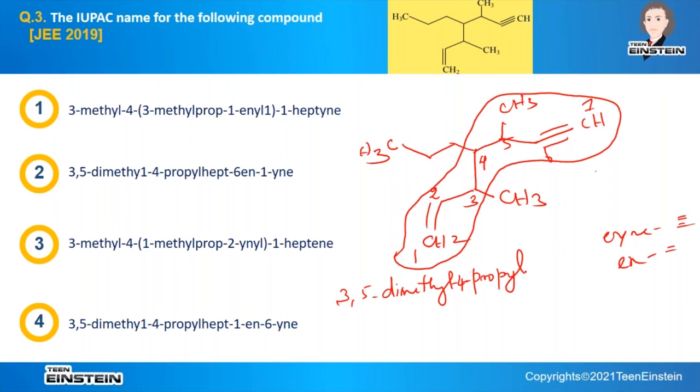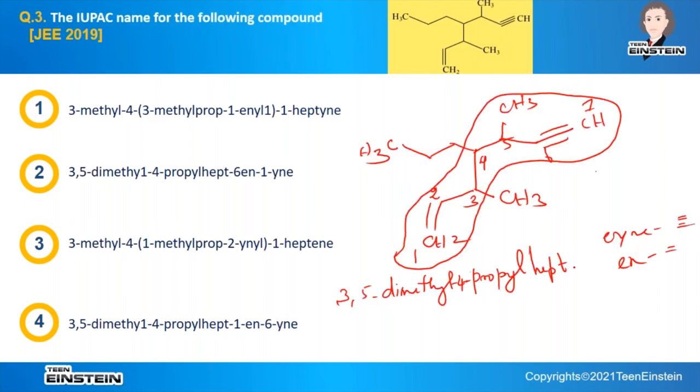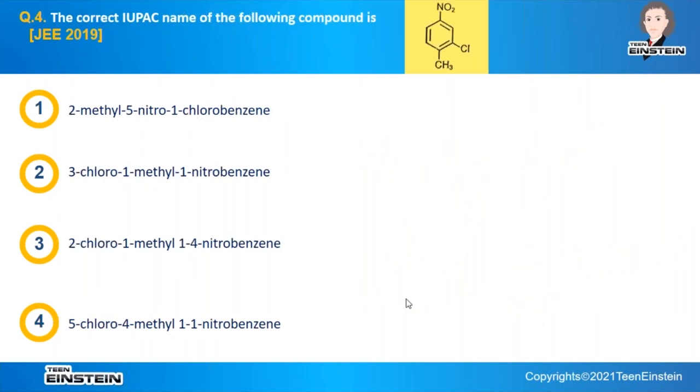Here the parent hydrocarbon contains 7 carbons. So we can write it as hept. In the first position, a double bond is there, so 1 ene. And in the sixth position, a triple bond is there. So 6 yne. So the IUPAC name of the given compound is 3,5 dimethyl 4 propyl hept 1 ene 6 yne. So the correct option is 4. So let's move on to the fourth question.